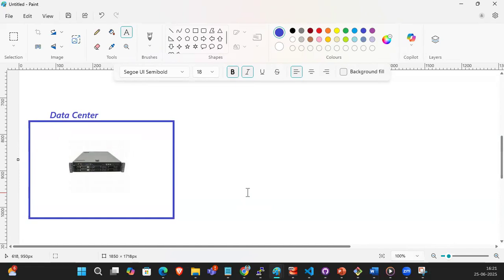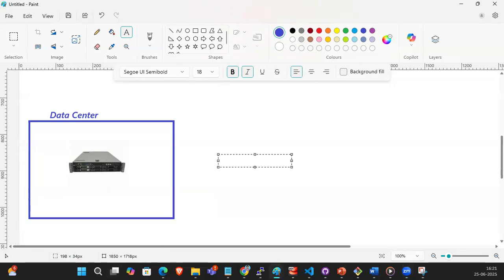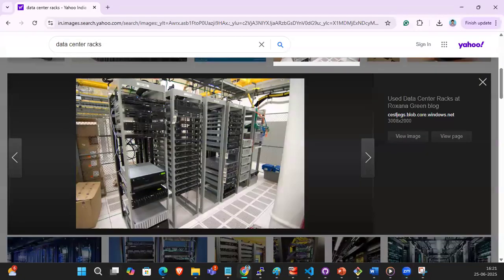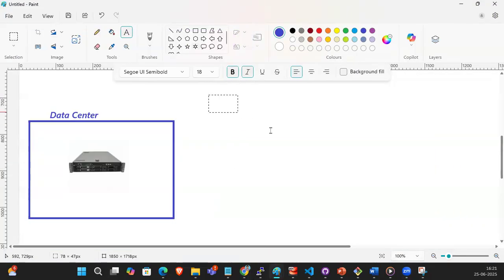Guys, understood? Speak out. Yes, sir. 24 by 7 power backup and internet. So what are they providing? They are providing 24 by 7 power backup and internet backup, and the uptime is 99.99%. Understood? So why do we need to keep the servers in the data center? Because of that only. Nice, understood?